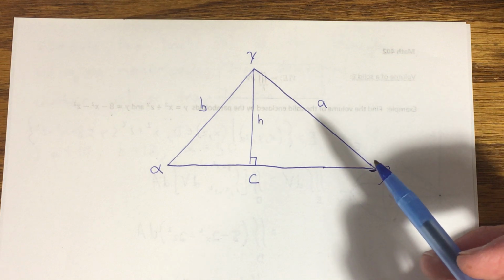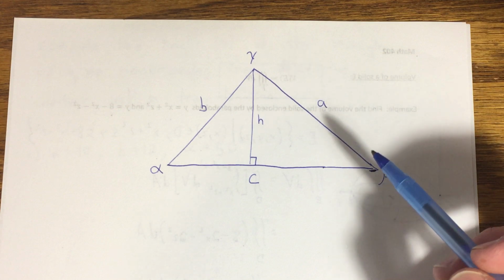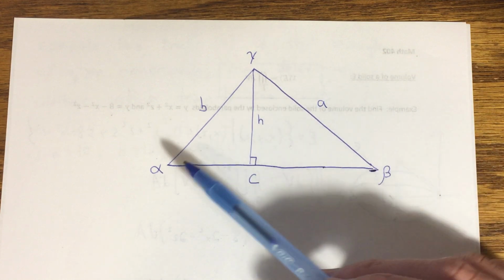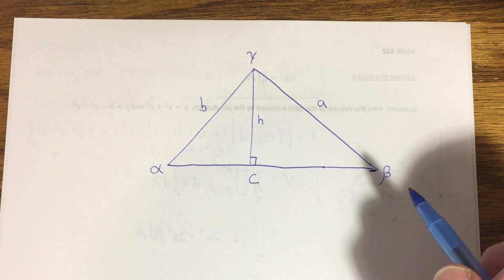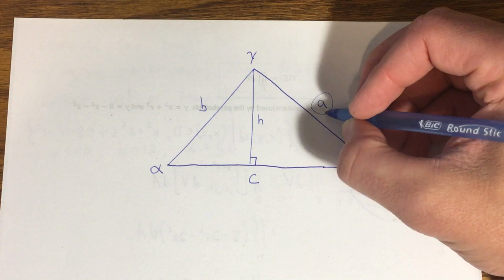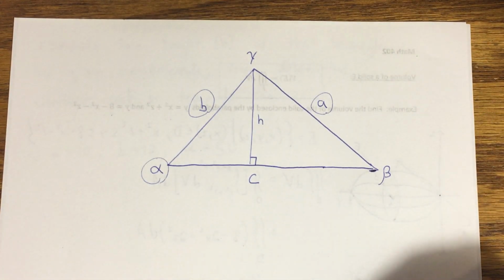So what we're dealing with specifically here is something called an SSA case for an oblique triangle. And what that means is that we're given information about two sides and an angle where the angle is not an included angle. So to begin with, we're going to be looking at examples where we're given A, B, and angle alpha. We're not shown a picture of the triangle, we're just given the values of A, B, and alpha.